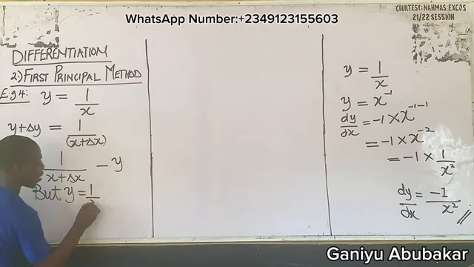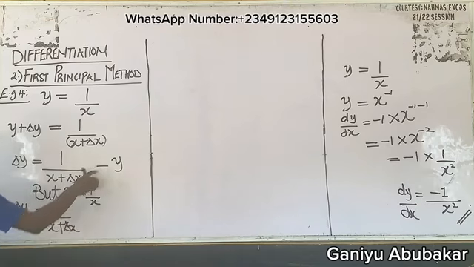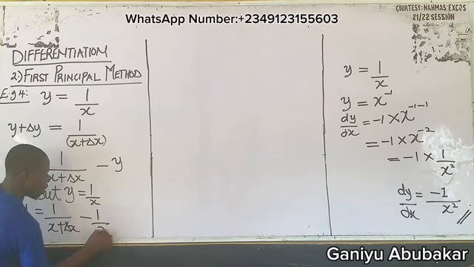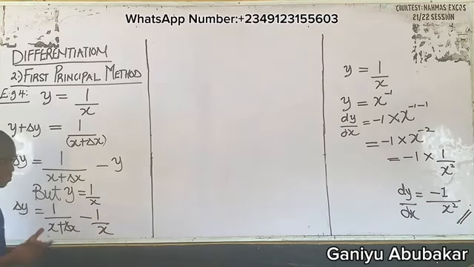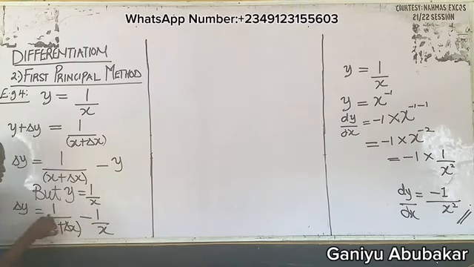So anywhere I see y, I'll put 1 over x there. That's the meaning. For me, I'll have change in y is equal to 1 over x plus change in x minus, what is y? 1 over x. So I have 1 over x. In mathematics per se, let me just encase in brackets, right?